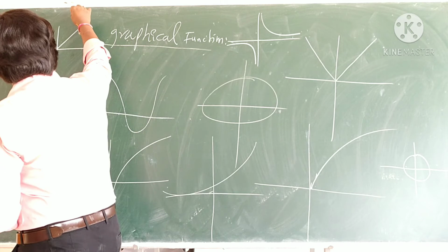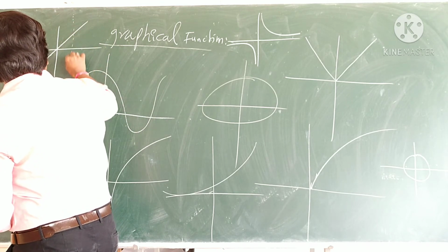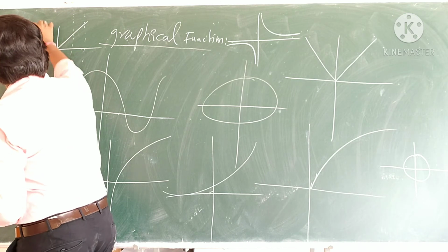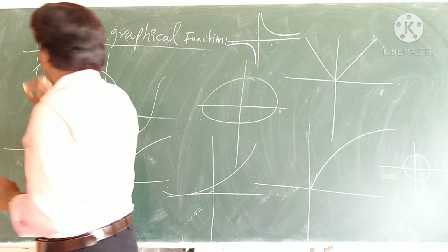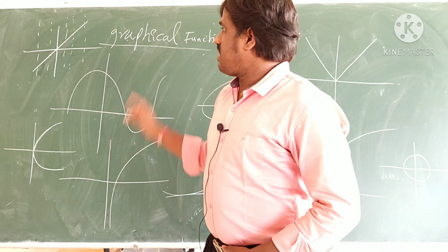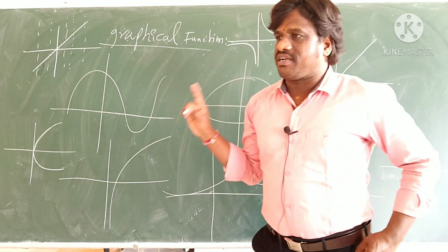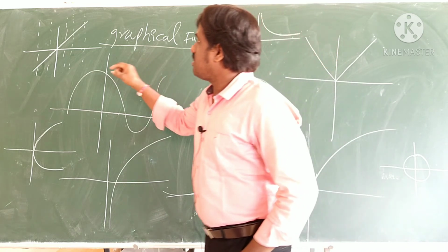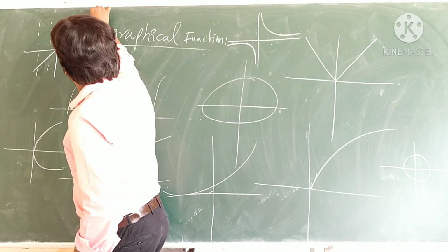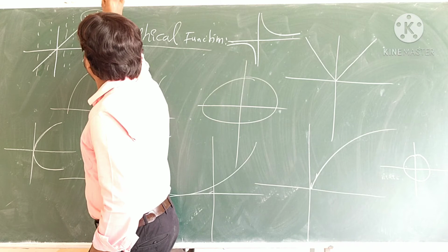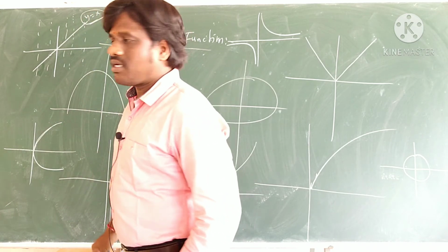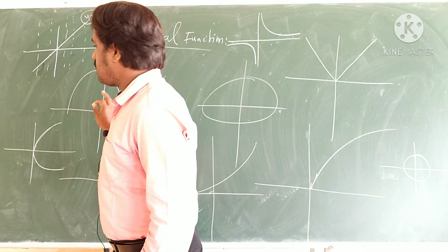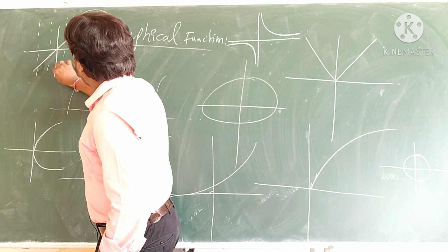If I am drawing a vertical line like this, anywhere on the graph, and that line cuts the graph at one point, then it is a function. So for this one, this is y is equal to x. Okay, this is the y is equal to x function. I will tell you about the function later, just now only the graphical representation.